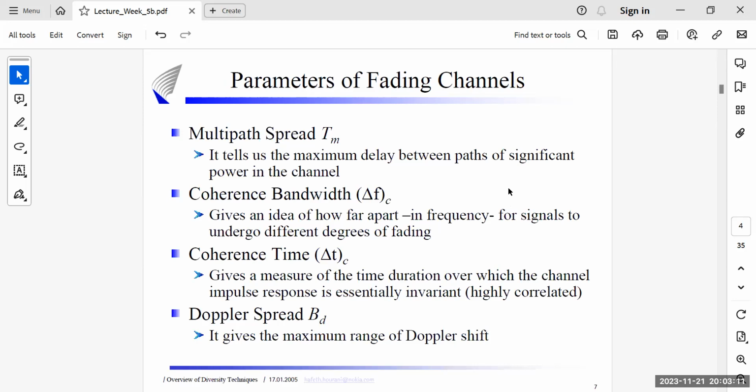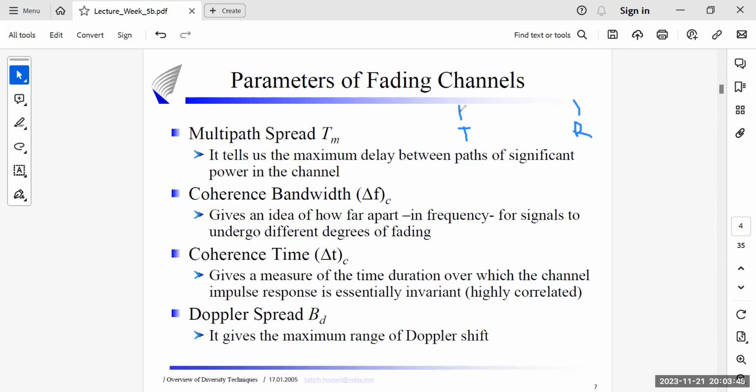Very important parameters of fading channel that you need to remember. The first one is the multipath spread. Very important. It tells us the maximum delay between the paths of significant power in the channel. I repeat, it tells us about the maximum delay between paths of significant power in the channel. So let me annotate. This is a transmitter. This is a receiver, right? We're talking about the multipath spread.